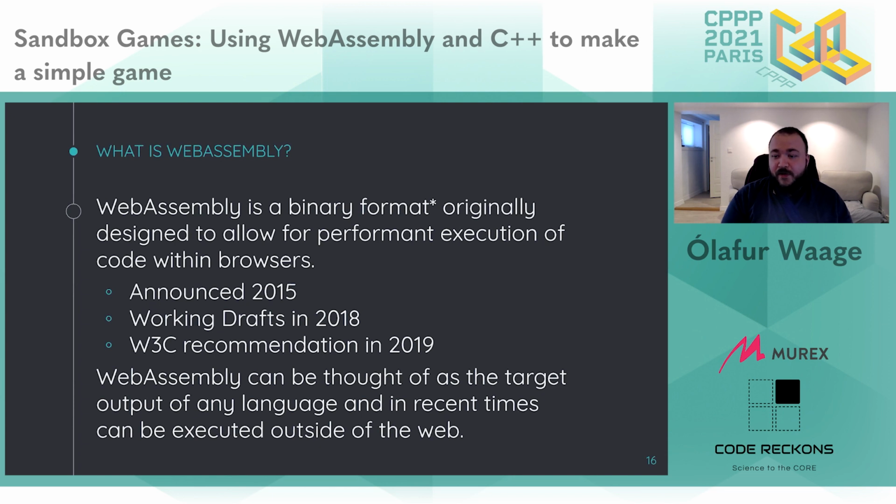And in recent times, we actually have tools to execute WebAssembly outside of the web. There's a thing called Wasmer that can, for example, help you with that. But think of it as the target output. Like with regular compilers, we can do binary output or we can do intermediate output. So WebAssembly is just one of those outputs.